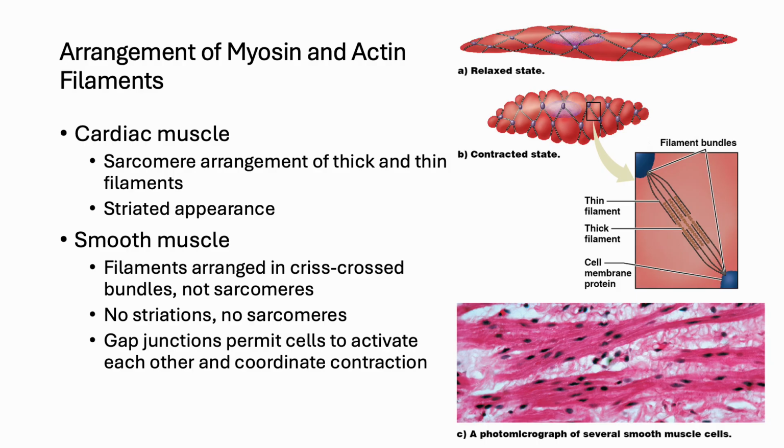Structurally, cardiac muscle cells look somewhat like skeletal muscle. It has a sarcomere with actin and myosins arranged in striations, giving it a striped appearance. Smooth muscle, however, is different. Its filaments are arranged in crisscross bundles rather than neat, thin sarcomeres. Because of this, smooth muscle lacks striations and appears uniform under the microscope. Despite the difference, gap junctions in smooth muscle still allow cells to coordinate contraction, which is critical for functions like moving food through the digestive tract.